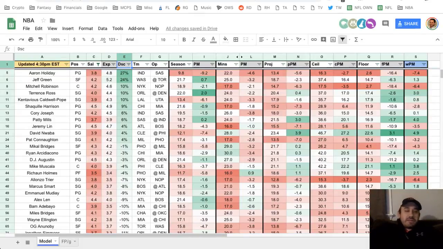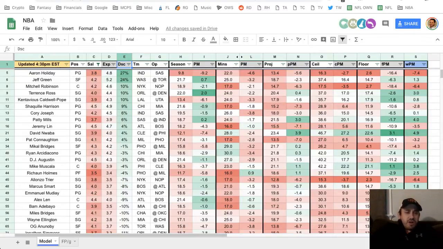Mitchell Robinson, I mean, Fizdale's rotation in New York is not very clear at any point in time. So Mitchell Robinson, it might be fool's gold here with that 10% discount, because Kanter's reemerged and Noah Vonleh is carving out a really nice role there for himself.